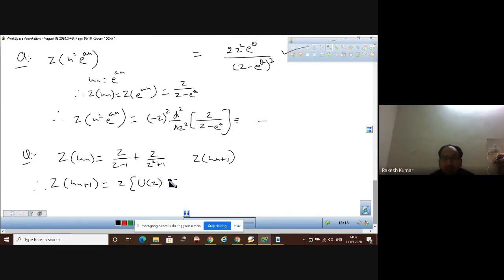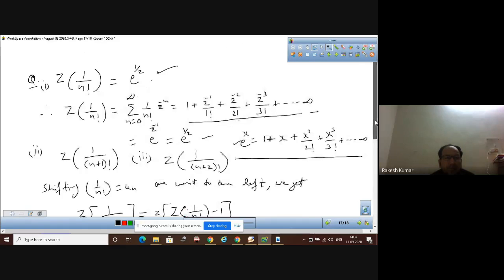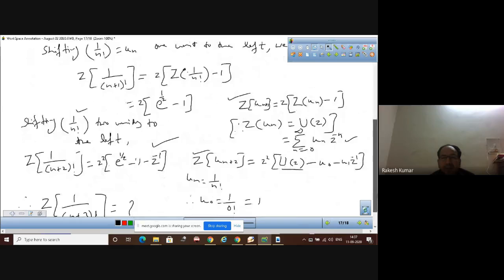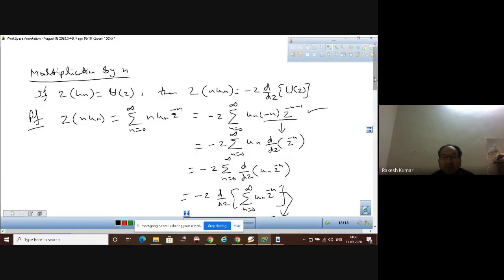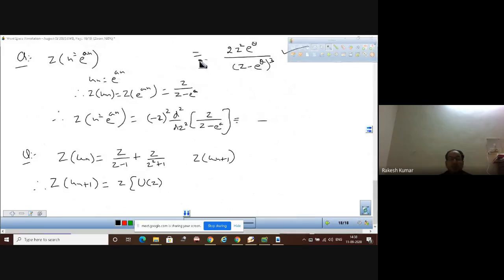If we remember the formula, it was mentioned on the page. You just see, this is the formula we have: the Z transformation of u(n+1) is z into the Z transformation of u(n) minus u(0). Now this formula is applicable over here. So you can apply the formula, and that will be z into z over z minus 1 plus z over z square plus 1, minus 1. Now make simple computations and get the result.